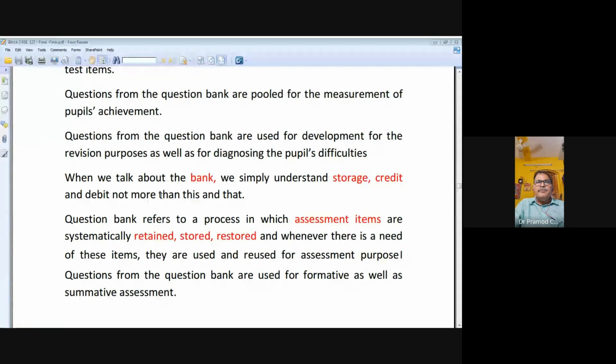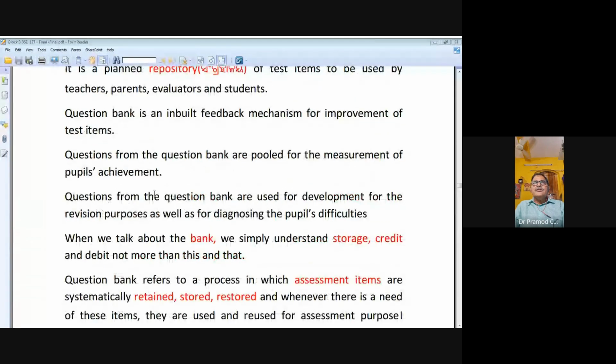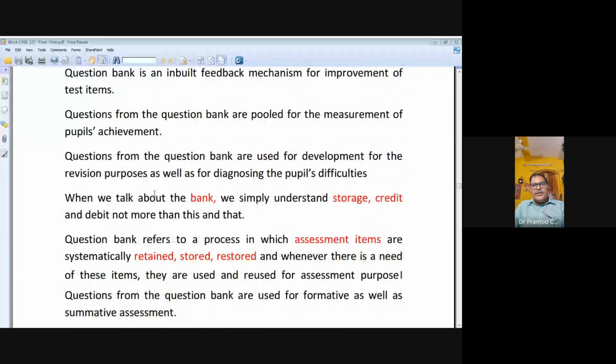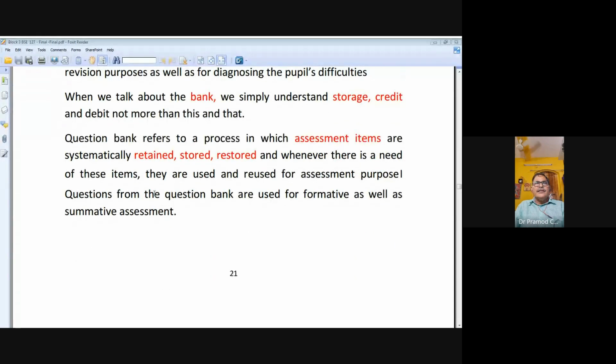But how far is it essential for the teacher in the process of evaluation? Because teachers, parents, evaluators and students are always interested in securing good marks in the examination. If they are able to know the previous questions, they will not fear the upcoming examination, because it will help the students prepare, keeping in mind the different types of questions available in the question bank.